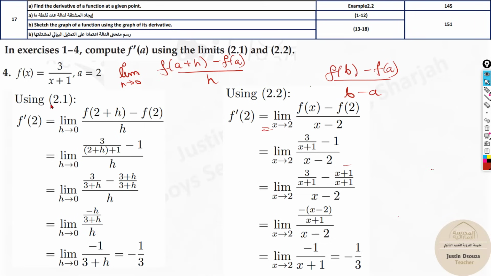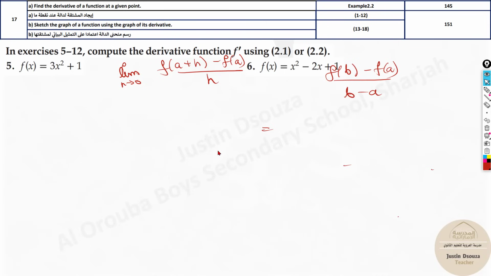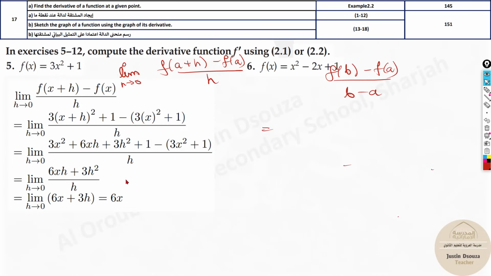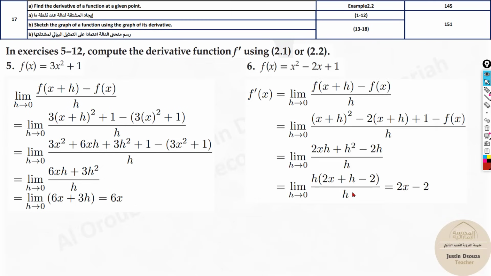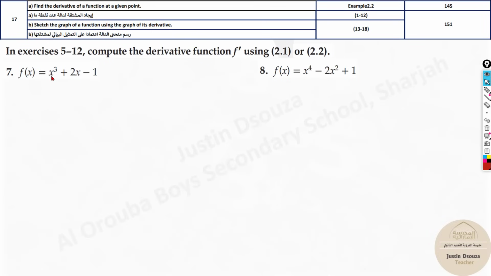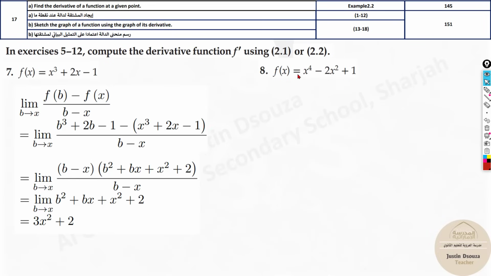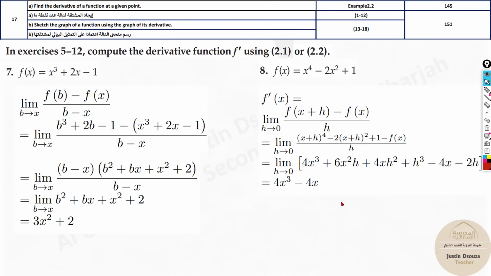Using 2.1, that is this formula over here. And if you're thinking of power rule, it's very simple. 6x, that's it. Now they are not given the a value. That means you have to use this x as it is and keep it in terms of x itself. So just do the power rule, it will be 6x. Yes. Here also 2x minus 2, sorry, 2x minus 2. And here it will be 3x squared plus 2, it will be 4x cube minus 2a minus 4x, and so on.